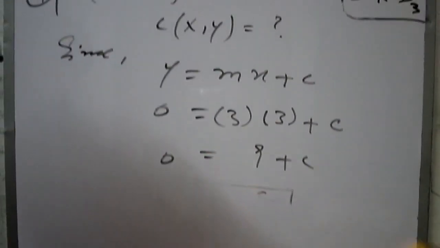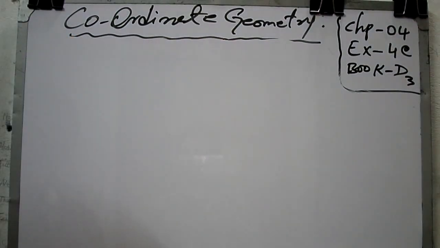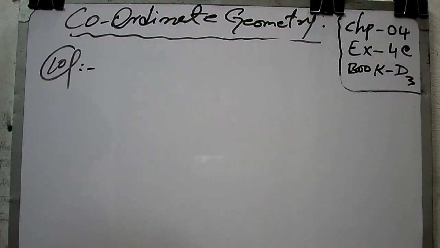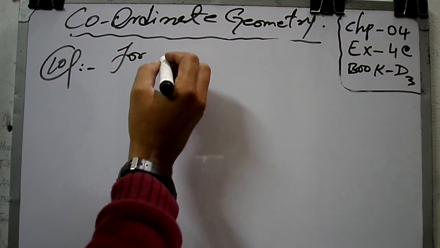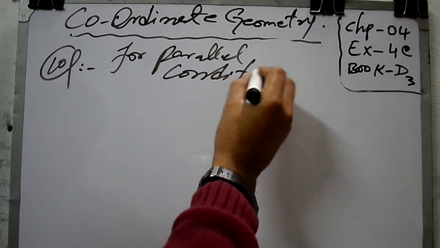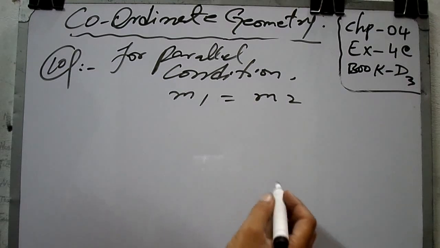Now coming to question number 10. Find the value of k if the lines 2x minus 5 is equal to ky and k plus 1 into x is equal to 6y minus 3 have the same gradient. Okay, for the parallel condition, you see, for the parallel condition, slope 1 is equal to slope 2, which is very much necessary.